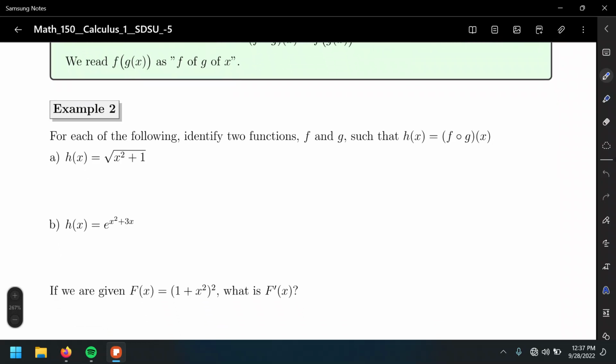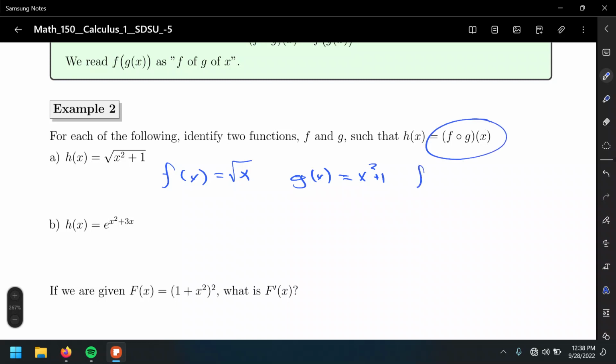So in this case, we have the function f of x and g of x. f of x is the outermost function. What do we have inside of the radical? We have this x squared plus 1. That's the inner function. But what would be the outermost function in this case? The square root of x. So just the square root of x. And the innermost function is x squared plus 1.